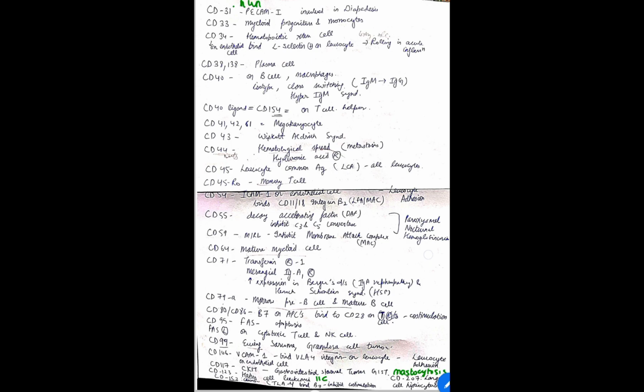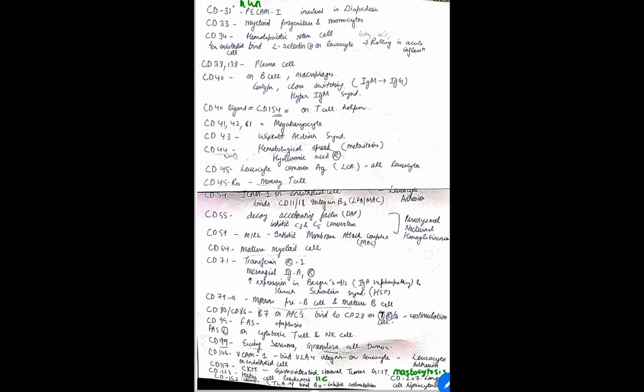Then is megakaryocyte. Megakaryocyte is CD41, 42 and 61. Then is CD43 with Wiskott-Aldrich syndrome. CD44. CD44 is hematogenous spread and hyaluronic acid receptor. So hyaluronic acid, that is involved in the connective tissue, will be linked with the hematogenous spread of the tumor, the metastasis. CD44 is for metastasis. CD34 was for hematopoietic and rolling. CD44 is metastasis and the hyaluronic acid receptor.